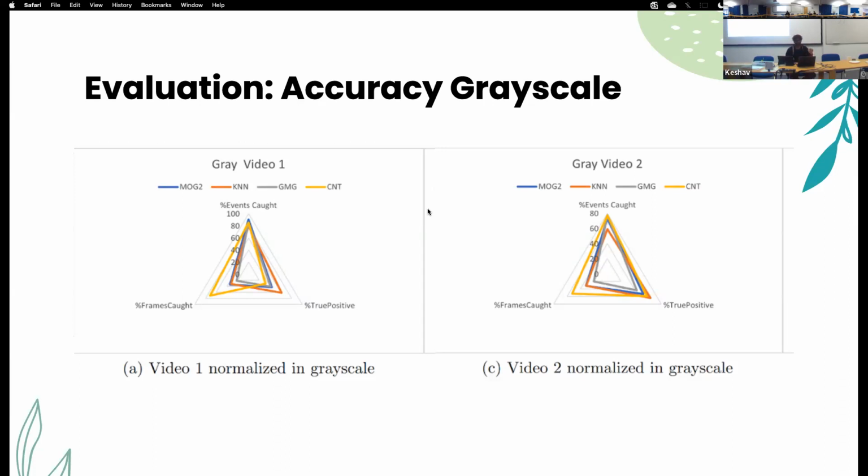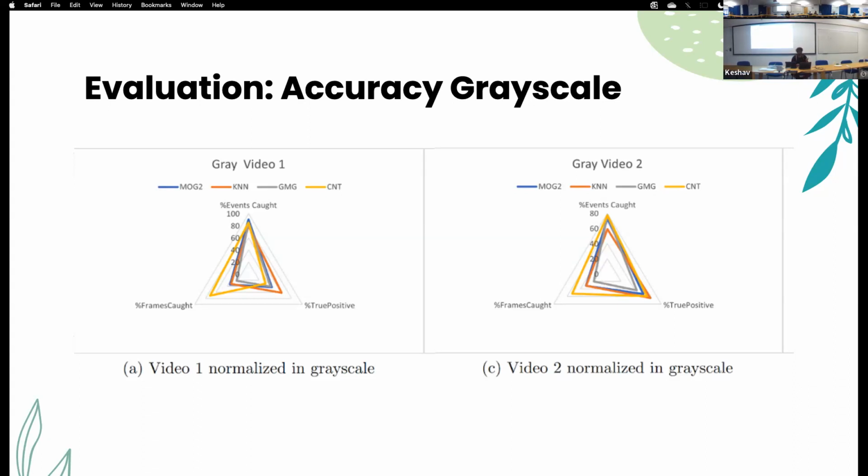all the models behave pretty consistently with regards to their total event accuracy, typically within the 80 to 100% range, or with the second video, typically slightly above 80%. However, we can see that with regards to the frame accuracy, generally the CNT, the count-based background subtraction method, outperforms all the other background subtraction methods consistently.